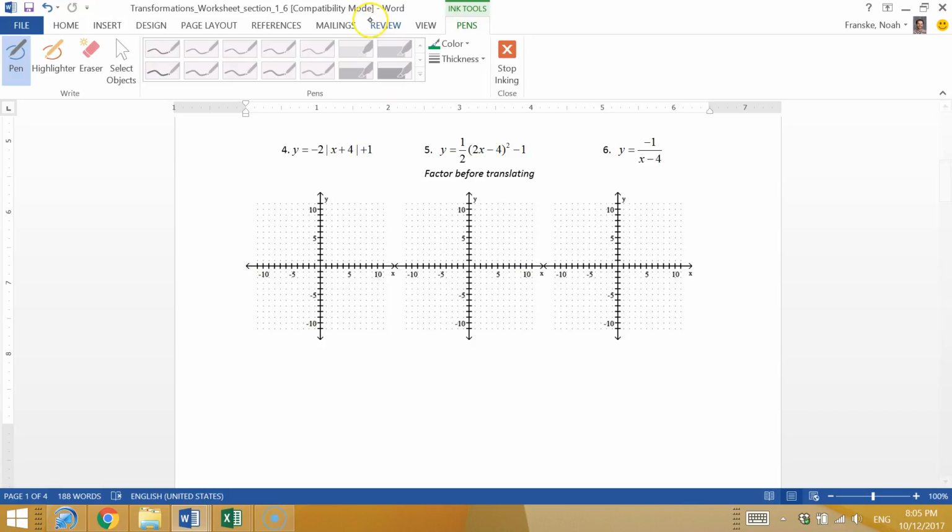Negative 2 absolute value of x plus 4 plus 1. So we've got a reflection here over the x-axis. On the outside, that's going to change all my y values. Scale change, looks like we have a vertical stretch by 2. And my translation looks like I'm left 4, up 1.